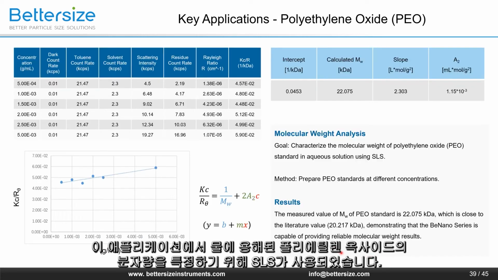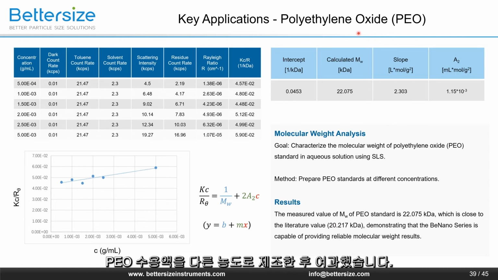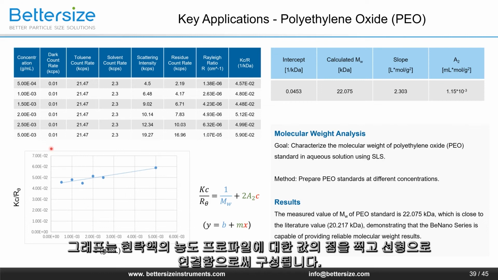In this application, SLS was used to characterize the molecular weight of a polyethylene oxide standard dissolved in water. PEO aqueous solutions were prepared at different concentrations and then filtered. The scattering intensity of PEO solutions was detected at various concentrations. The Debye plot is then constructed by plotting and linearly fitting these values versus the concentration profiles of the suspensions.